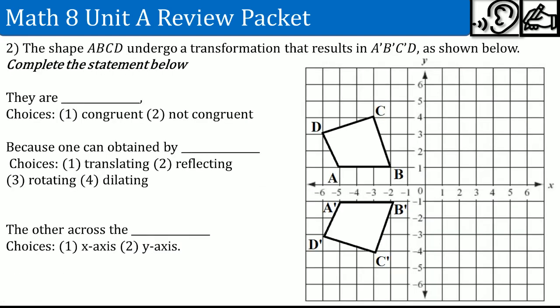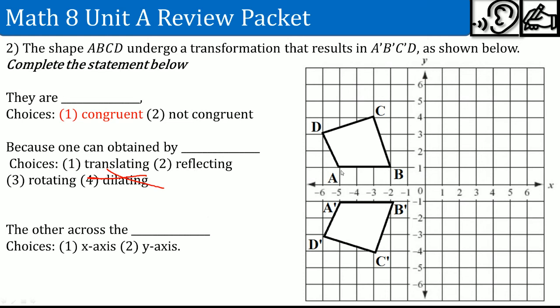Good. Part 2. The shape A, B, C, and D undergoes a transformation resulting in A prime, B prime, C prime, and D prime. Complete the statement below. They are congruent or not congruent. Looks like it is the same shape. You could also measure it, right? 3, 3, good. So you would say it is congruent because one can only attain this by what? Did they translate, reflect, rotate, or dilate? It can't be dilate, because dilate would be non-congruent. So we would say it's either translation, reflection, or rotation.